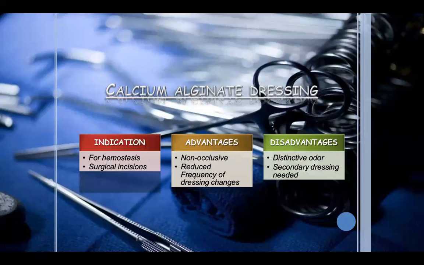Calcium alginate dressing: it is applied for hemostasis, where the oozing of blood has to be controlled, and on surgical incisions. When they put an incision on that area, these calcium alginate dressings have to be applied. Advantages: it is non-occlusive, with reduced frequency of dressing changes. Disadvantages: distinctive odor and the need for a secondary dressing, and sometimes you cannot tolerate the odor of this dressing.